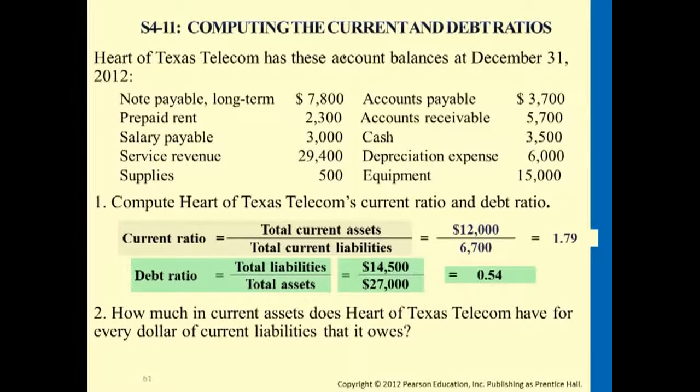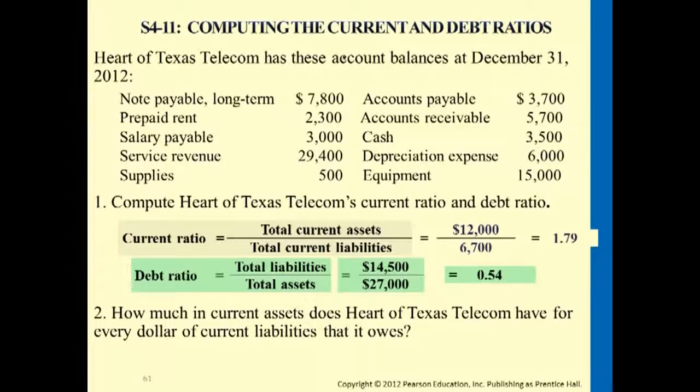Total current liability, you'll be adding up the $3,000 plus $3,700. That will give you $6,700. For debt ratio, total them up. Okay, so total liability, total assets. For these two ratios, the first one here, total current assets, $12,000, divided by $6,700.